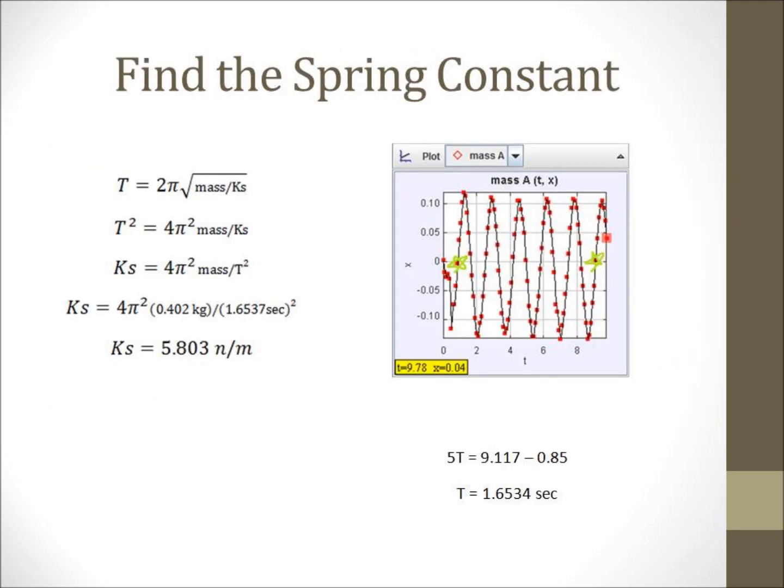To find the period, I used the equation T equals 2 pi times the square root of mass over the spring constant and manipulated it to find the spring constant. I was able to find the period T by observing the graph from Tracker and observing the change in time for 5 oscillations and then converting that to the time it took for 1 oscillation. From this, I was able to calculate the spring constant.